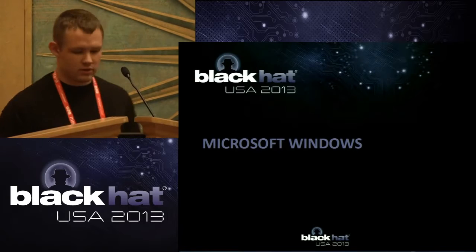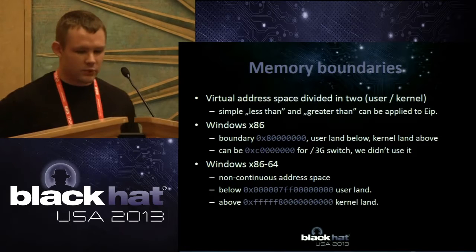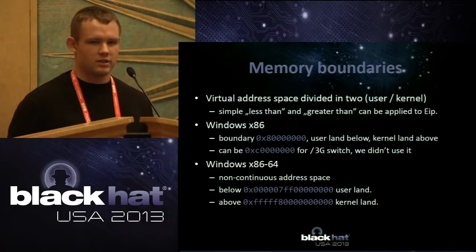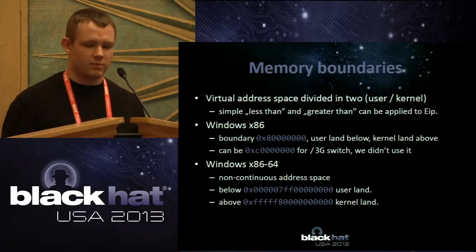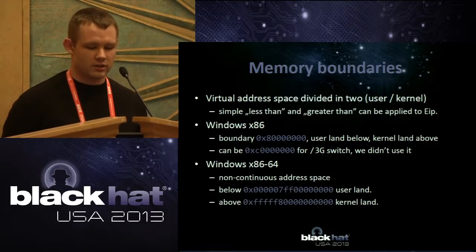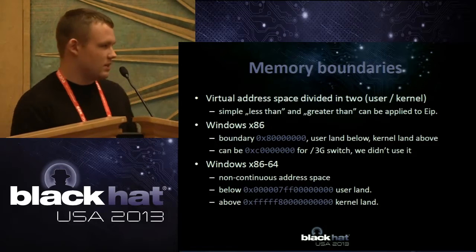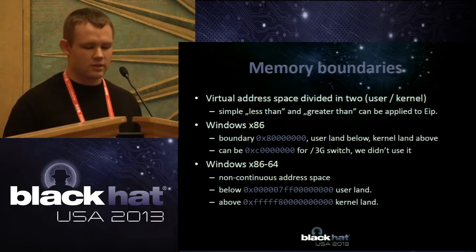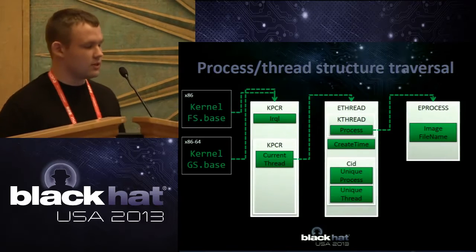So let's start with Microsoft Windows, the most interesting part in my opinion. When it comes to the distinction between user and kernel mode, it's really simple in Windows, because the entire address space is basically divided into two parts, and you can use a less than or greater than operator. So you can see the memory boundaries here. They are different, obviously, for 32-bit and 64-bit versions of Windows. So that's a really simple part.